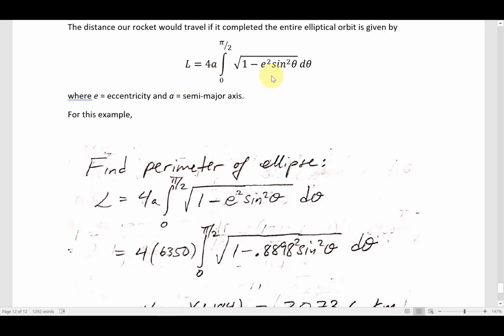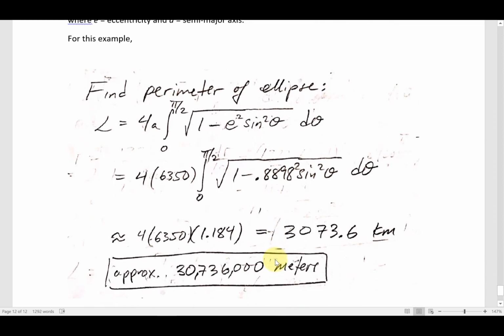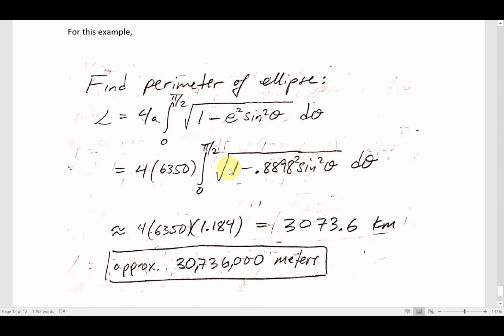In this formula, E is the eccentricity and A is the semi-major axis. So in this particular example, with a semi-major axis of 6,350 kilometers and an eccentricity of 0.8898, finding the perimeter or circumference of the ellipse, we'll have to use a calculator. This is something that you cannot find an exact antiderivative for, so we'll not be able to ever find an exact value for it. One thing is to use a calculator or computer to give a decimal approximation, which is what I've done here, about 1.184.